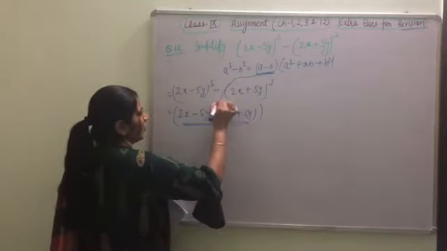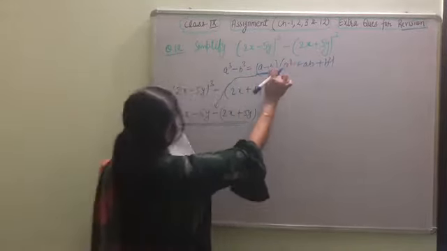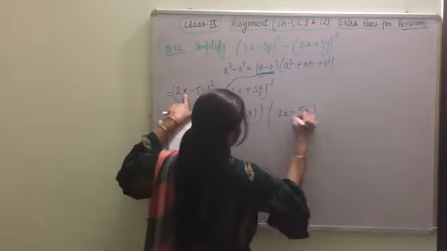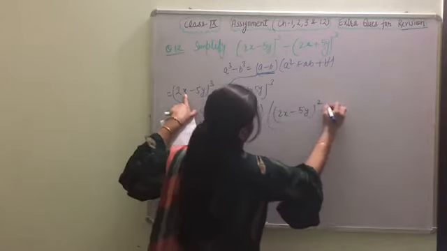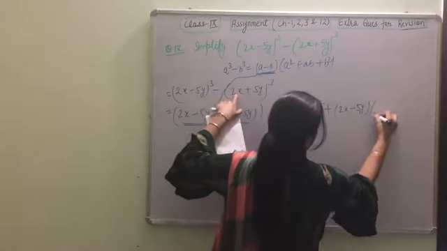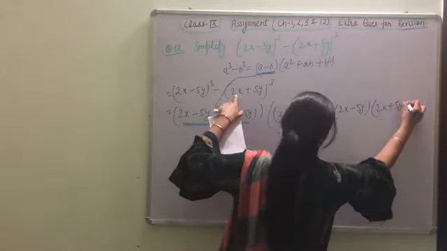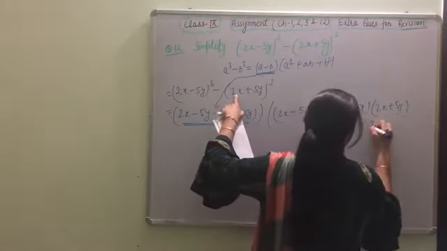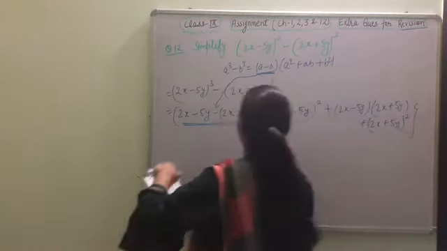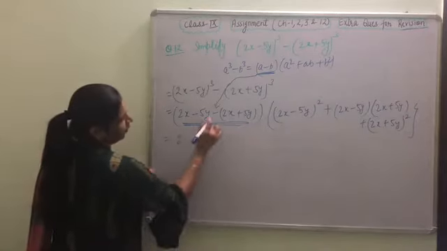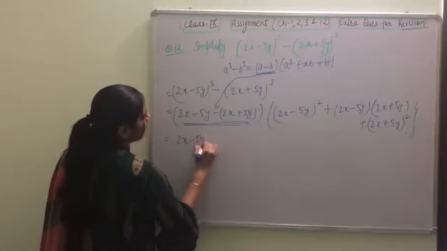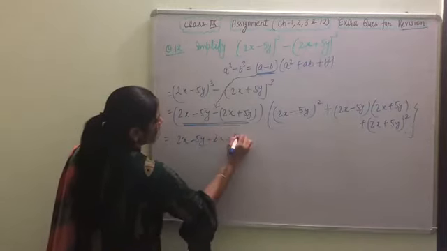Here I can relate it. Now the second term, a square means first term square, (2x minus 5y) square, plus ab, (2x minus 5y) into (2x plus 5y), plus b square, (2x plus 5y) square, which is equal to, we'll open the bracket. Negative sign is there, so the sign will be changed: 2x minus 5y minus 2x minus 5y.